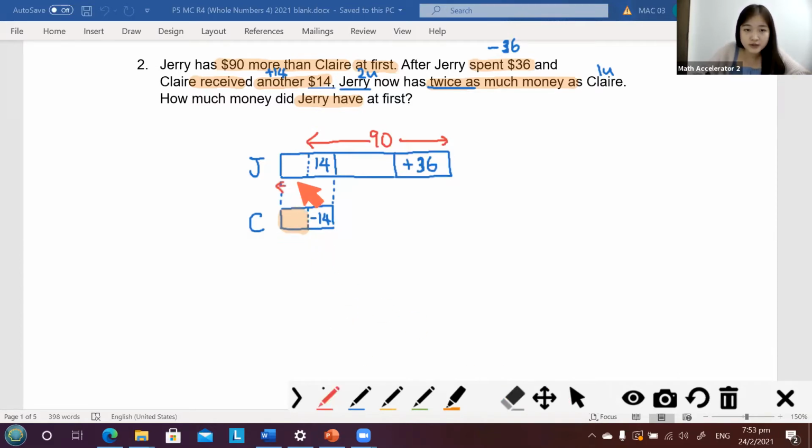So this is 1 unit, and this is 1 unit. From when we drew Jerry as twice as much as Claire, the blue box here, 1 unit, 1 unit. So how to find your 1 unit? Looking at this part here. Once again, how to find the 1 unit? What's your step?